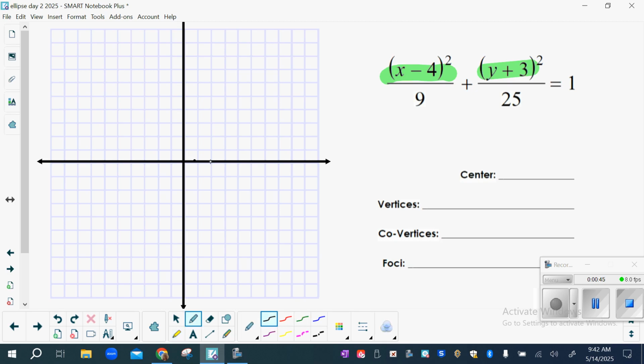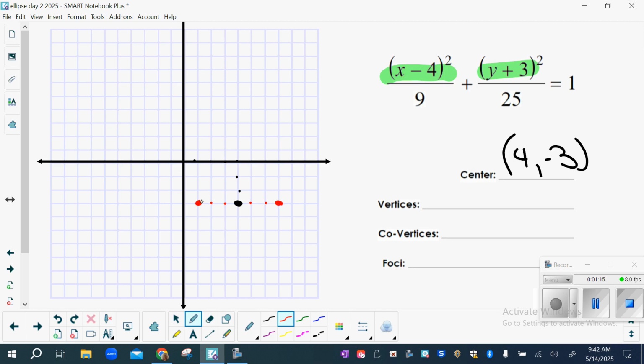4, 1, 2, 3, 4, -3. 1, 2, 3. Yay! And we're going to put that over here. 4, -3. Awesome. And now we're going to go in and out on these babies. On this one, that tells me I'm going to go out not 9 jumps, 3 jumps on the X direction. So side to side, go out 3. Nice and easy. 1, 2, 3.